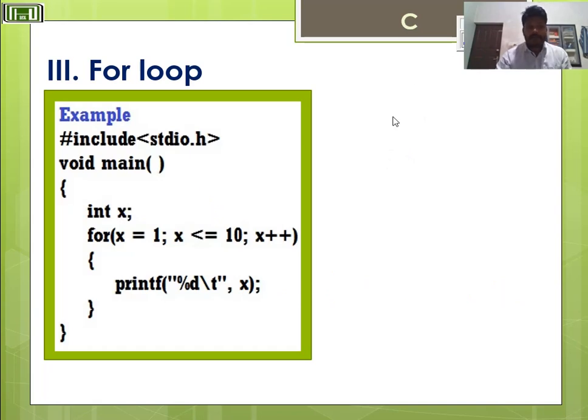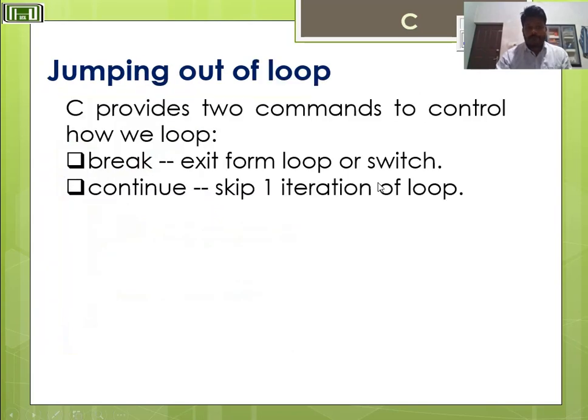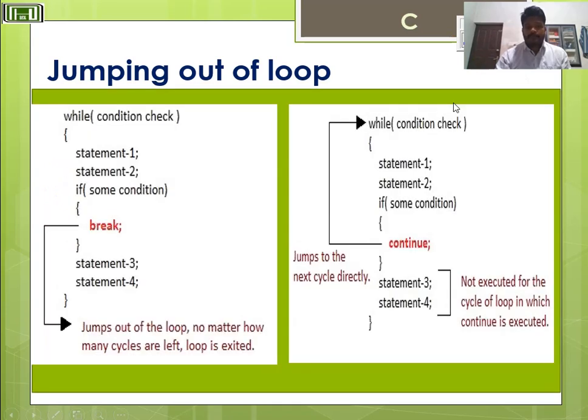I hope you understand. Now moving to jumping out of the loop. To jump out of the loop you need some statements to be executed, that is C provides two commands to control how we terminate from the loop. First one, break statement, that is exit from loop or switch. Then continue statement is there to skip one iteration of loop. These are the jumping out of loop statements.